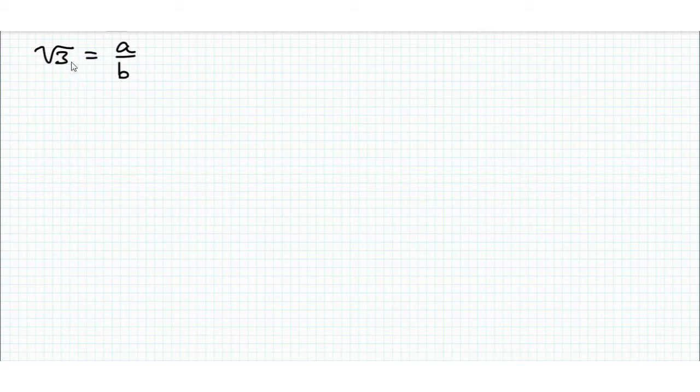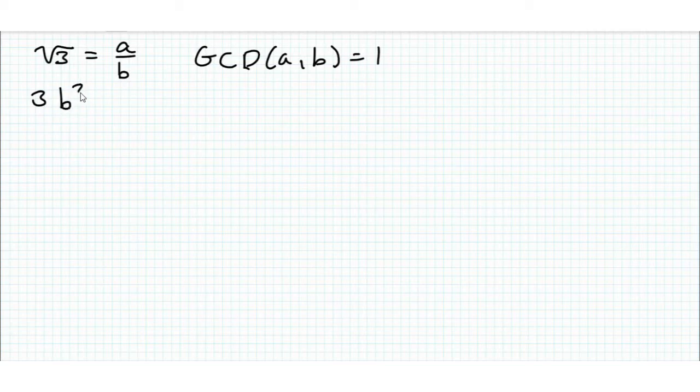So I've already started here. What we're doing is we're assuming that it is rational. If it's rational, then root 3 is equal to a over b, where the greatest common divisor of a and b is equal to 1. That's the definition of a rational number. Okay. So working with that definition, we can square both sides and multiply by b squared, and we get 3b squared is equal to a squared.